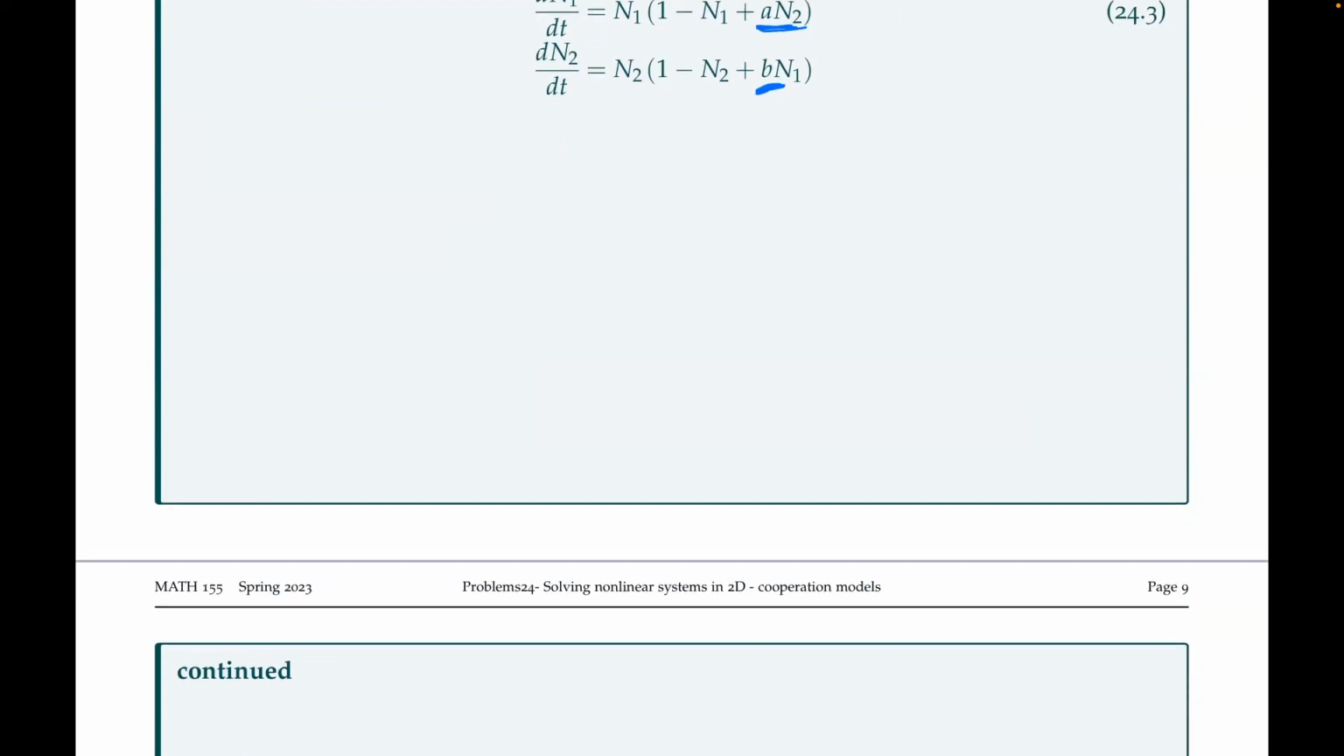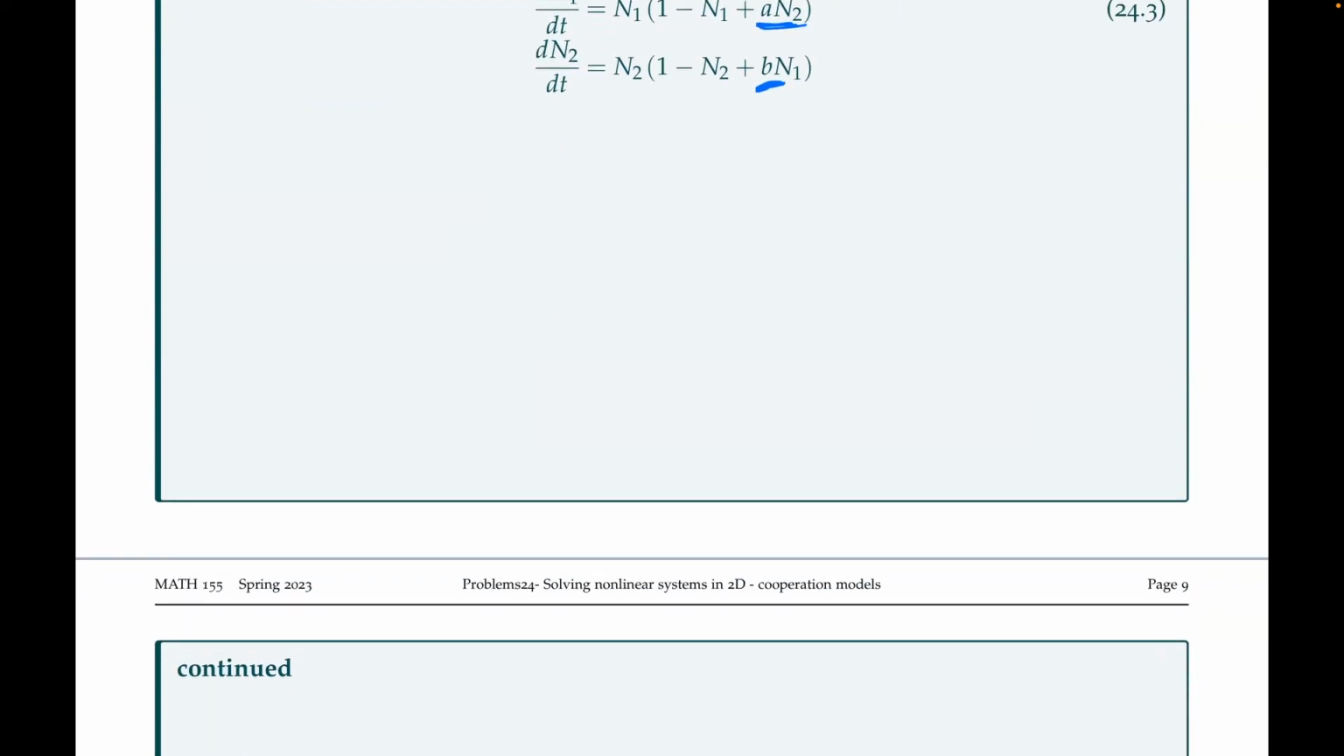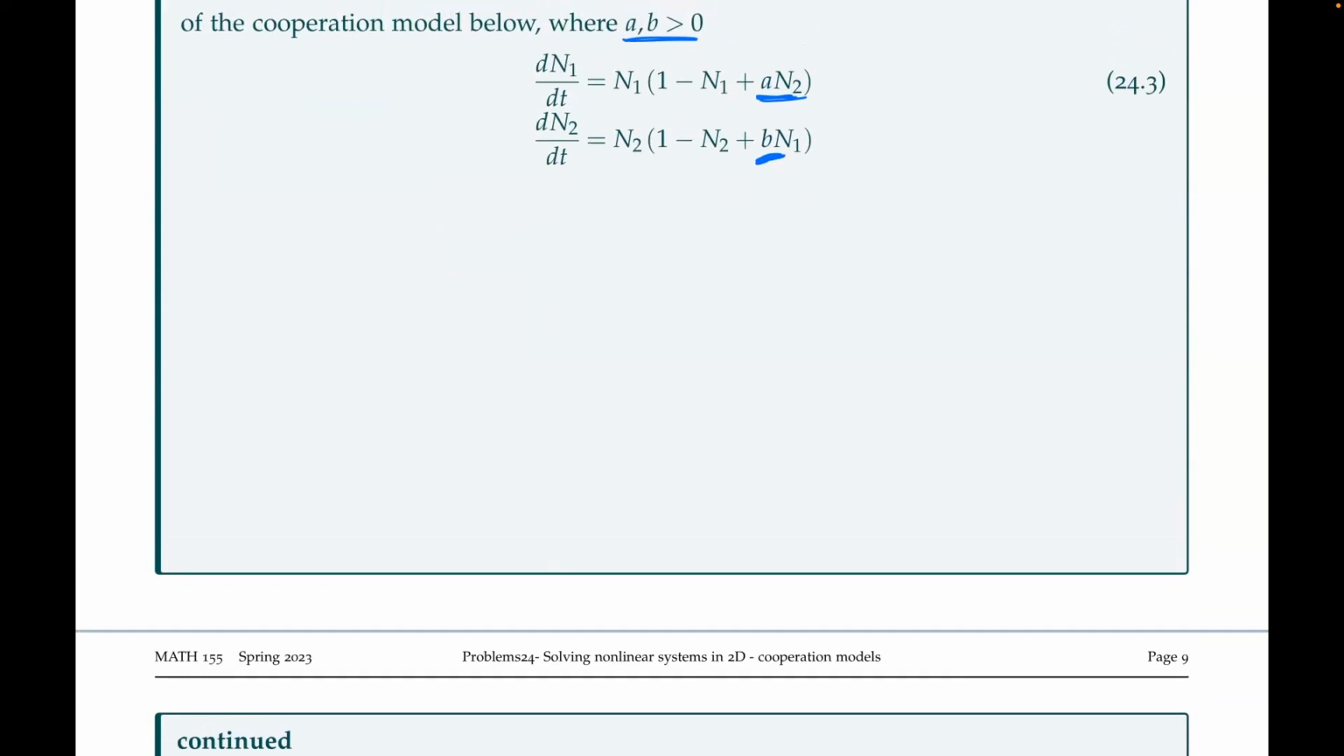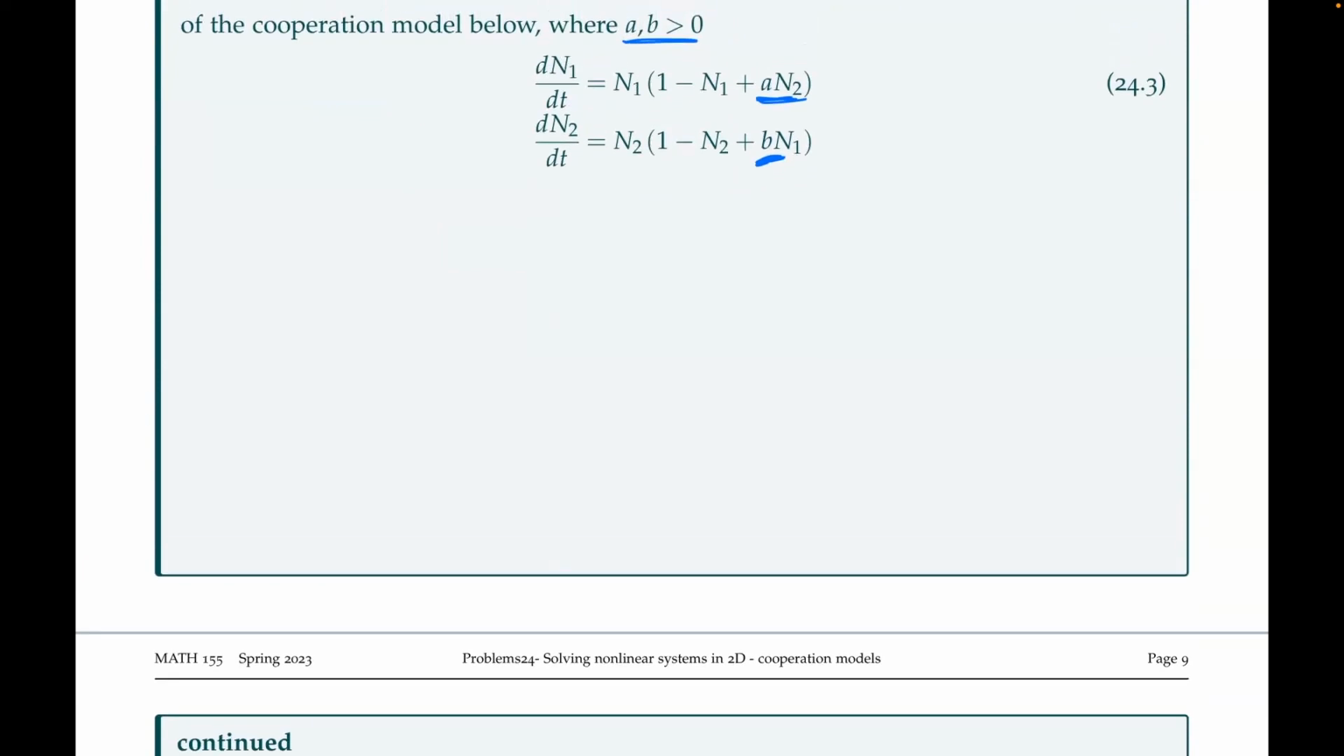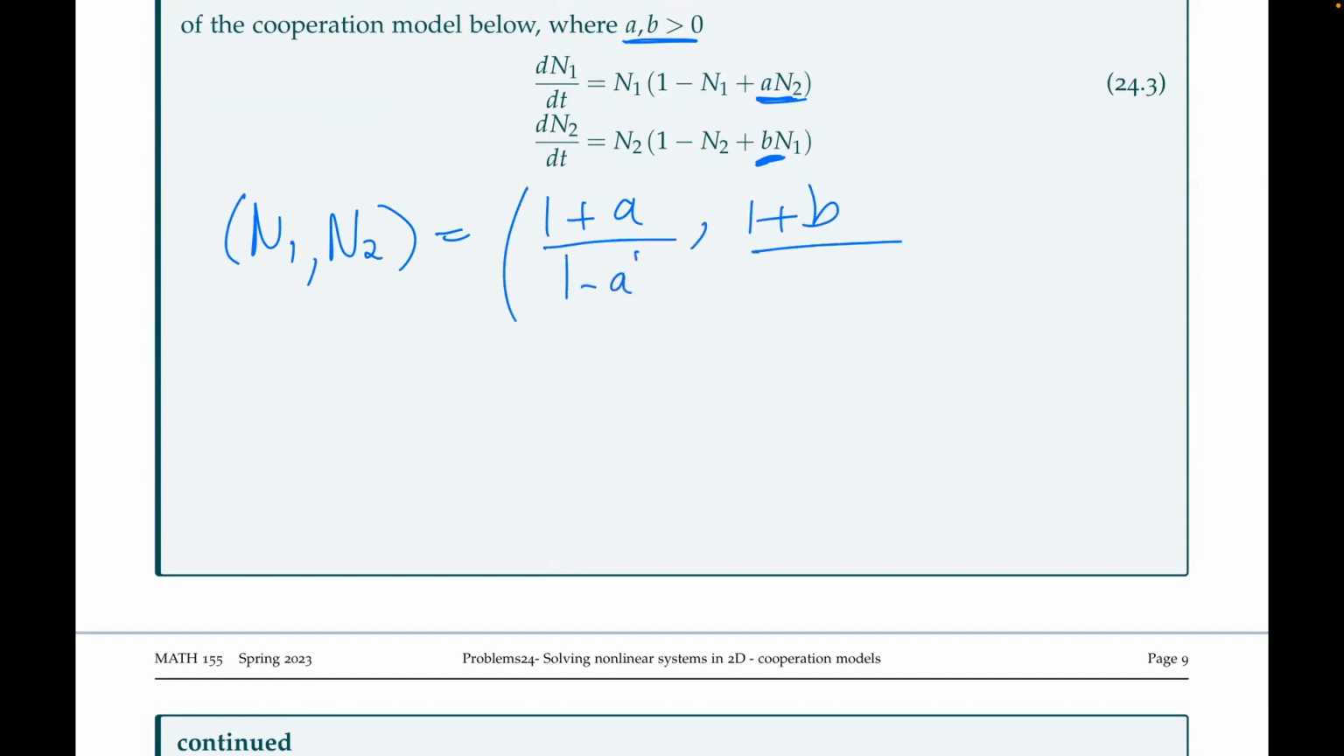It turns out that if it exists, we have, my pen's died. There we go. If it exists, we have N1, N2 is equal to 1 plus A, 1 plus B, and both of these over 1 minus AB. Okay, so there's the answer, and try and work towards that if you can.